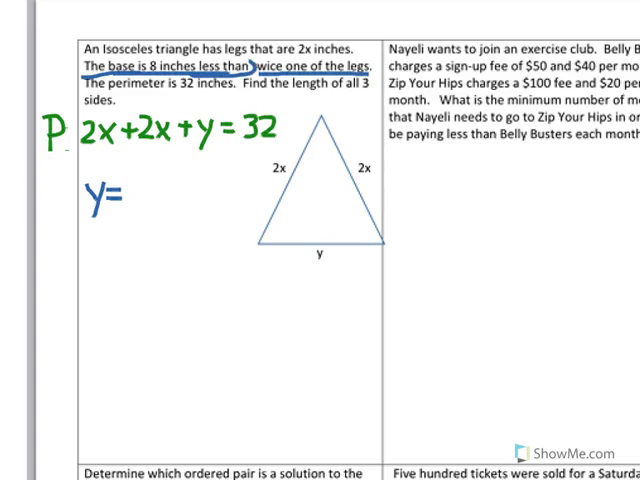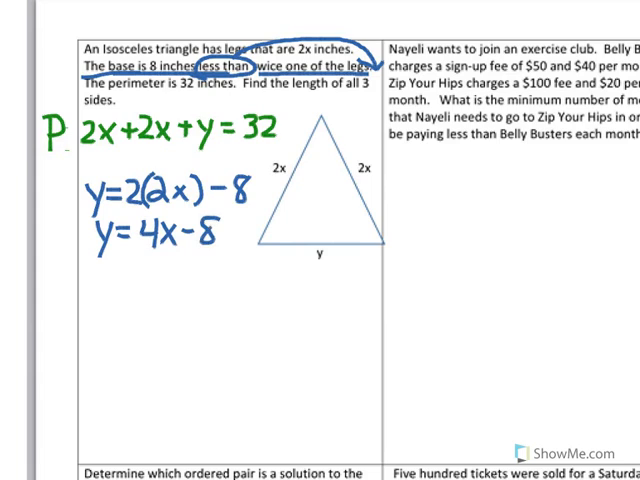8 inches less than. Anytime you see a less than, you need to put it after whatever it is less than. So it's less than twice one of the legs. So one of the legs is 2x. So twice that would be 2 times 2x. And then we have to do minus 8. That's 8 less than twice one of the legs. So y is equal to 4x minus 8.